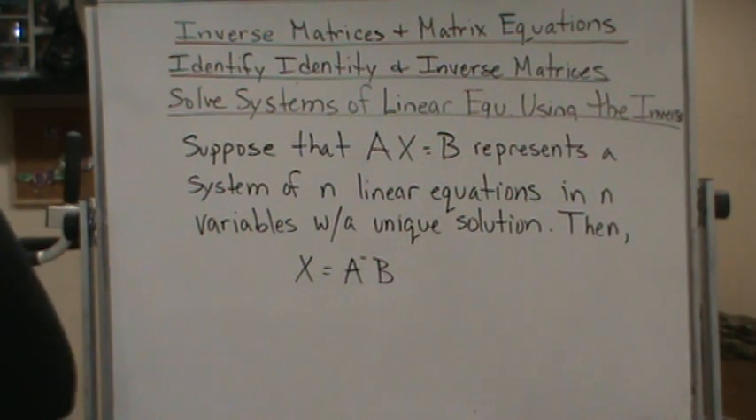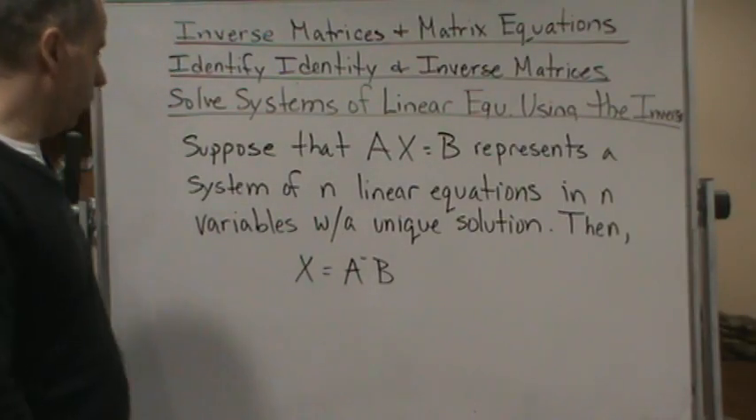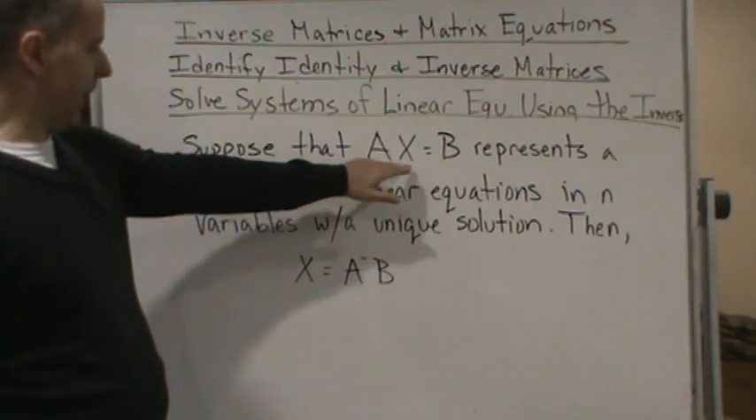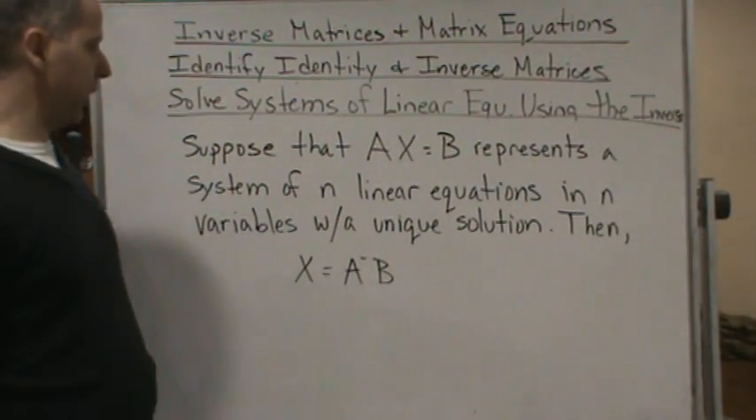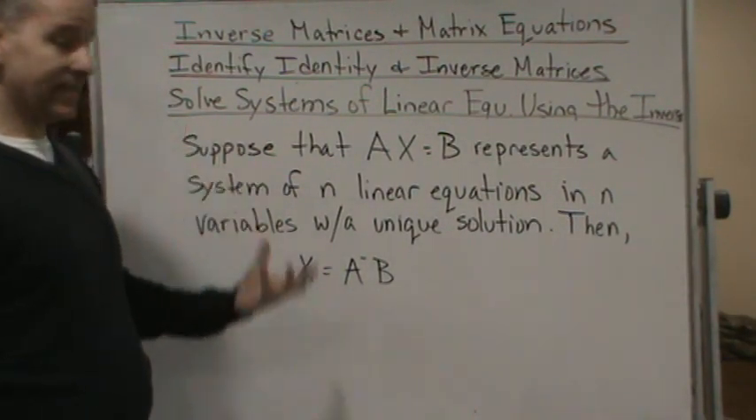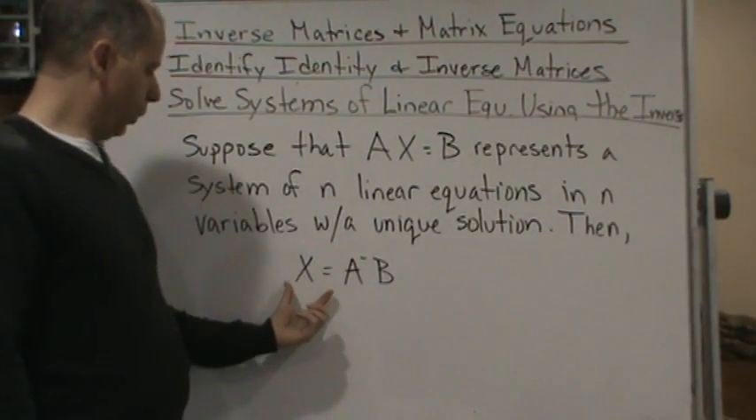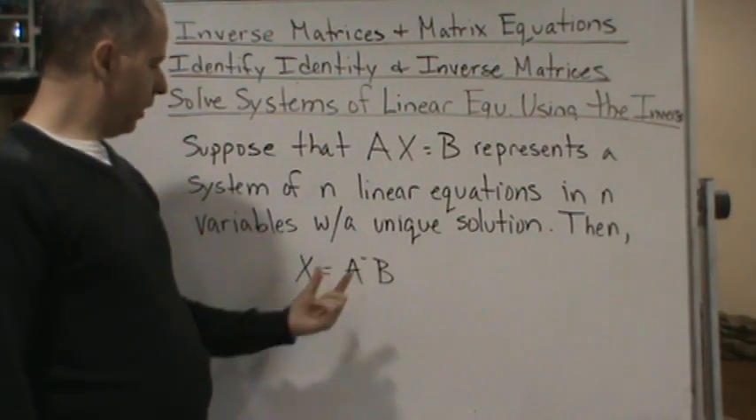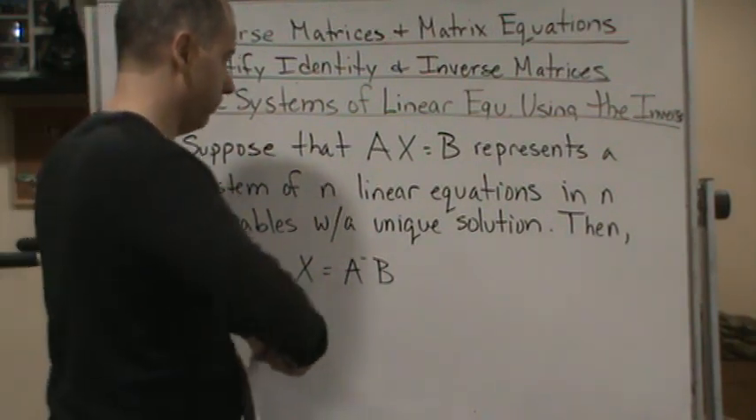All right, welcome back. Now what we're going to do is set up the general matrix equation. Let's suppose that we have this matrix equation, AX equals B, and it represents a system of n linear equations in n variables, and it has a unique solution. Then we can solve for x, where x is equal to A inverse times B.